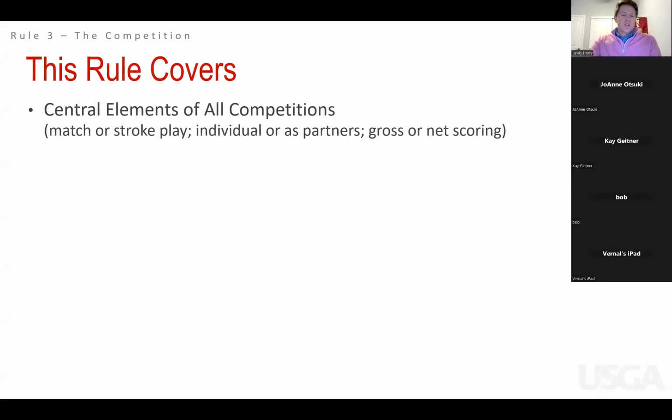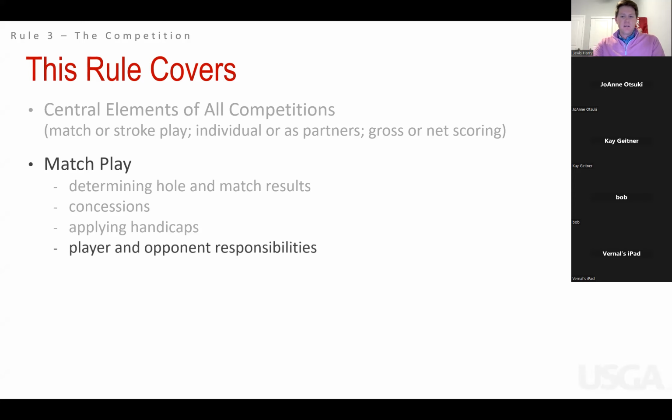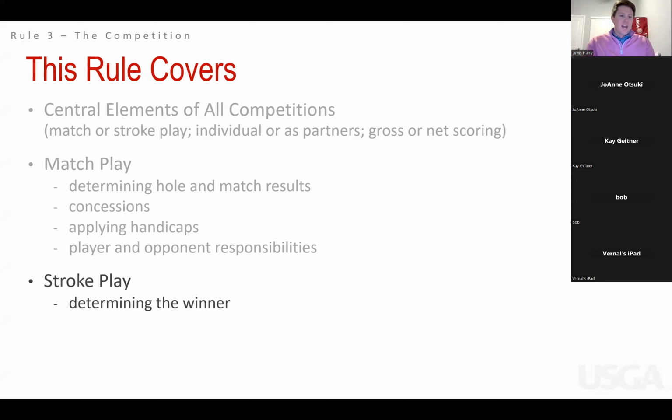So again, we'll talk about all central elements of competitions, match play or stroke play, whether we're playing as an individual or a partner, gross or net scoring. In match play, determining the hole and the match results. We have concessions in match play, something we don't have in stroke play, the ability to concede either the hole, the match, or a stroke. Applying handicaps in match play, the responsibilities of the player and the opponents. And in stroke play, we have a winner. We have a winner in match play as well. There's usually someone that wins the match. Sometimes we tie, but typically in match play, we have a winner. But we also have a winner in stroke play as well.